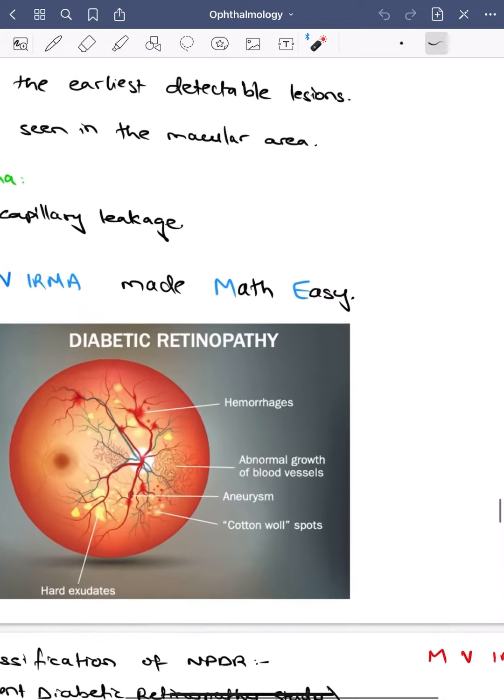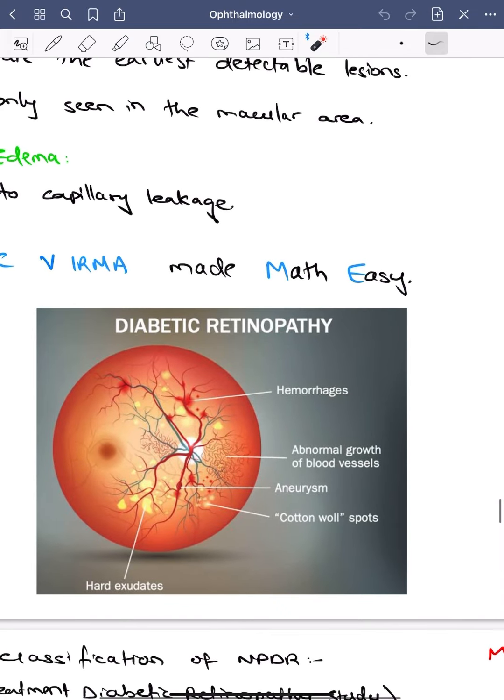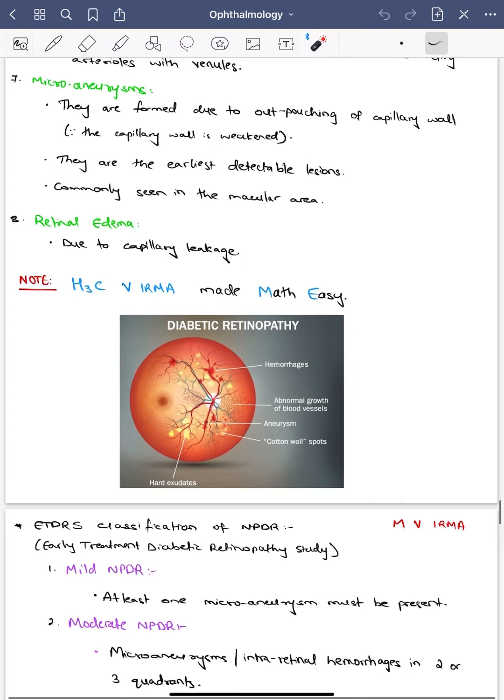So here is a diagram which depicts diabetic retinopathy. The important features are hemorrhages, abnormal growth of vessels, which is actually a feature of proliferative diabetic retinopathy. We'll come to that. Then we discussed aneurysms and cotton wool spots, and also hard exudates. So these are the features of non-proliferative diabetic retinopathy. We also discussed that NPDR is again classified as mild, moderate, severe, and very severe.